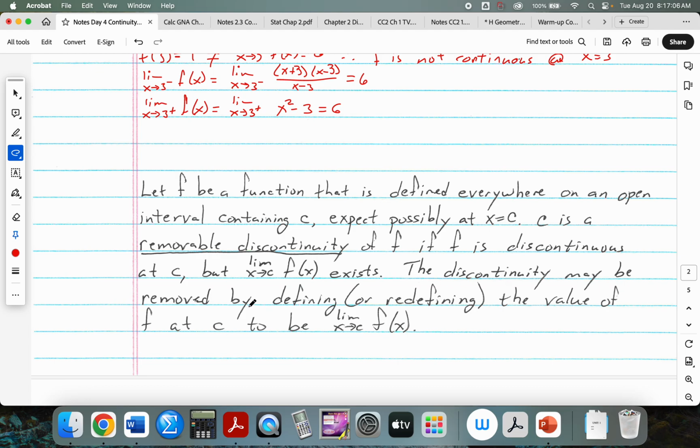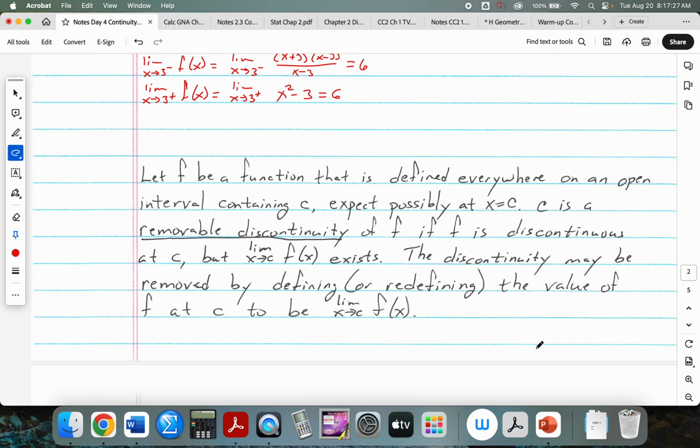The discontinuity may be removed by defining or redefining, if it's defined as something else, the value of f at c to be the limit as x approaches c of f of x. That's why it's called a removable discontinuity, because we can either just define, well, I want to fill that hole, or redefine, the thing that it was, I want to change it to something else.